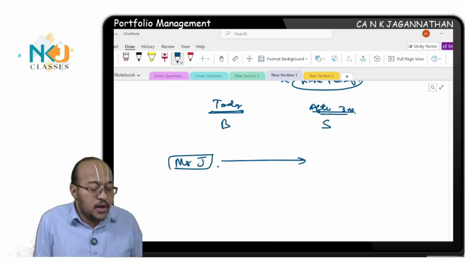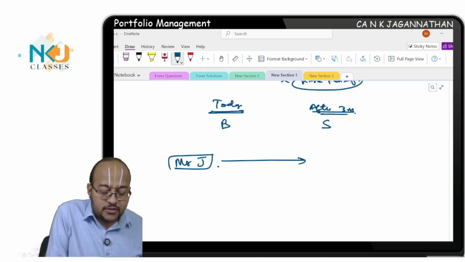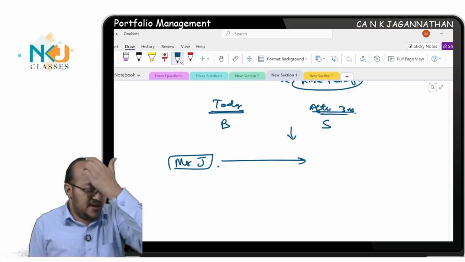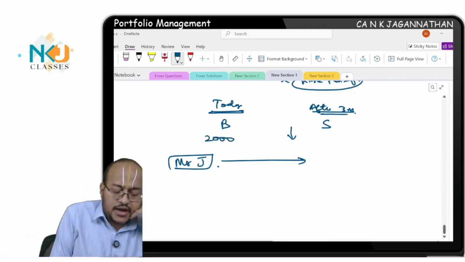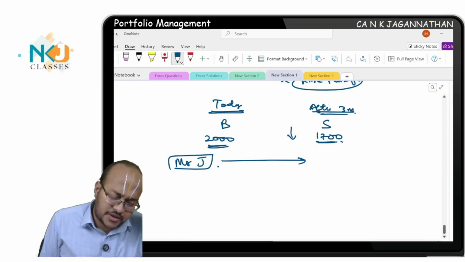You can book profit. But assume today you are thinking that after 3 months the share price will be lower than today's price. Today the Reliance share price is 2000 and after 3 months you expect the share price of Reliance to become 1700. You are bearish on the stock, correct? You are bearish on the stock, you expect the prices to fall.